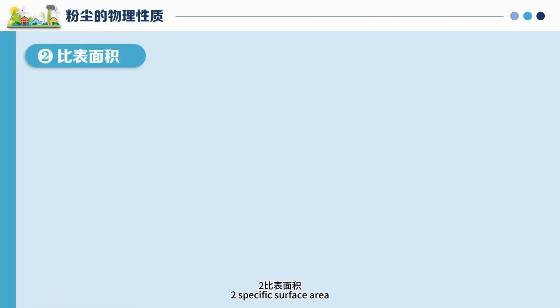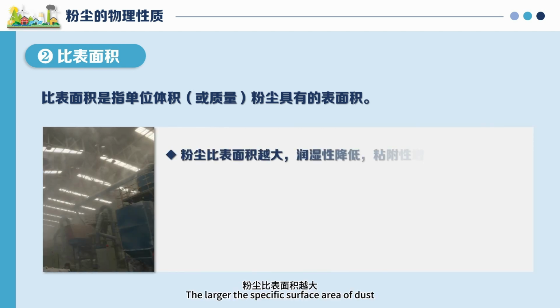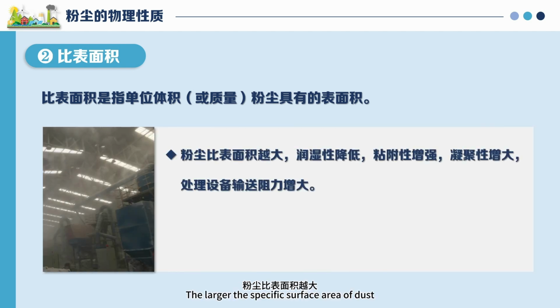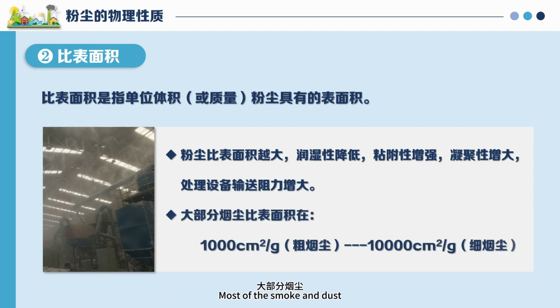2. Specific surface area. Specific surface area refers to the surface area of dust per unit volume or mass. The larger the specific surface area of dust, the lower the wettability, the stronger the adhesion, the greater the cohesion, and the greater the conveying resistance of processing equipment. Most smoke and dust have a specific surface area between 1,000 and 10,000 square centimeters per gram.